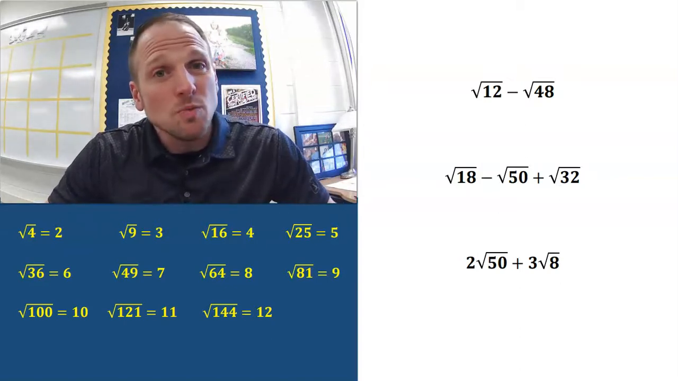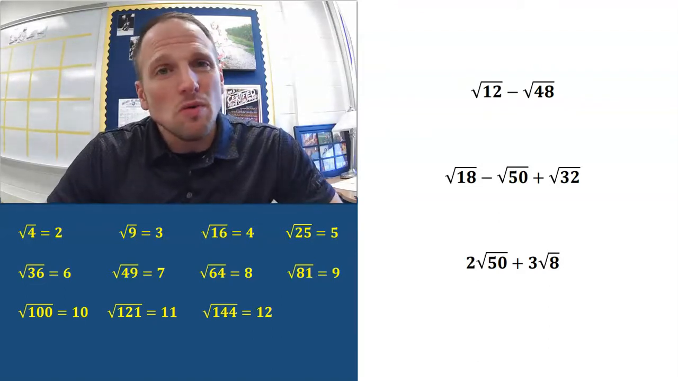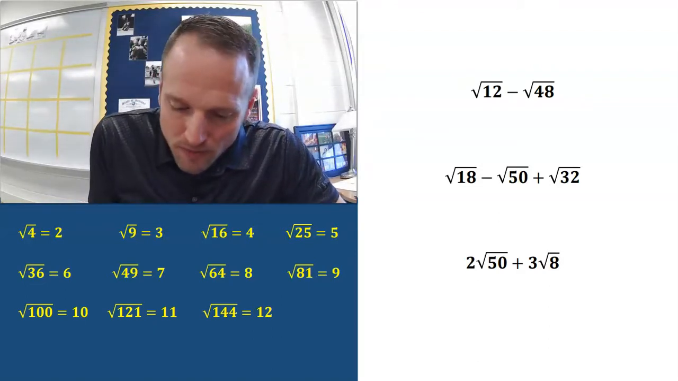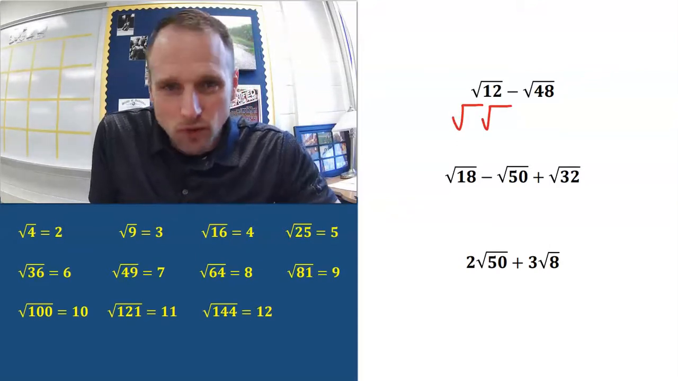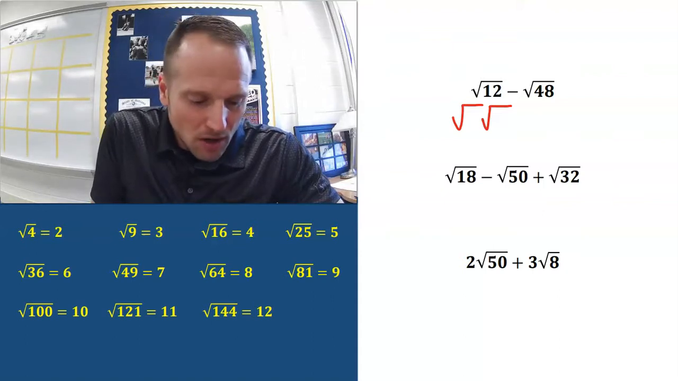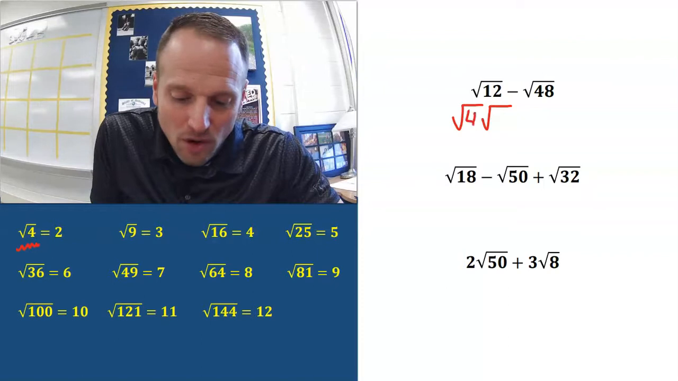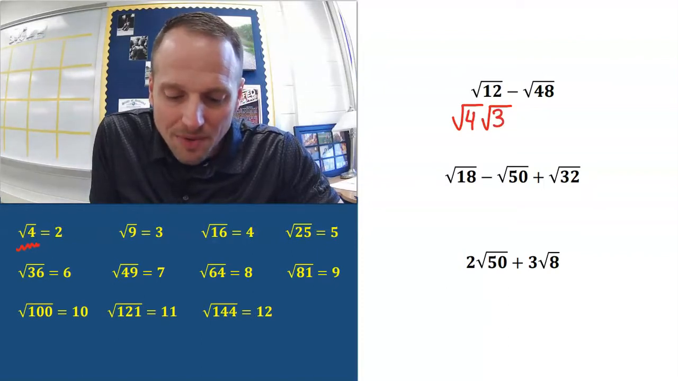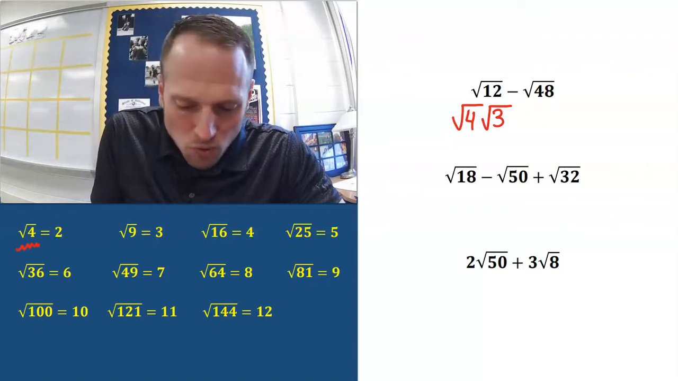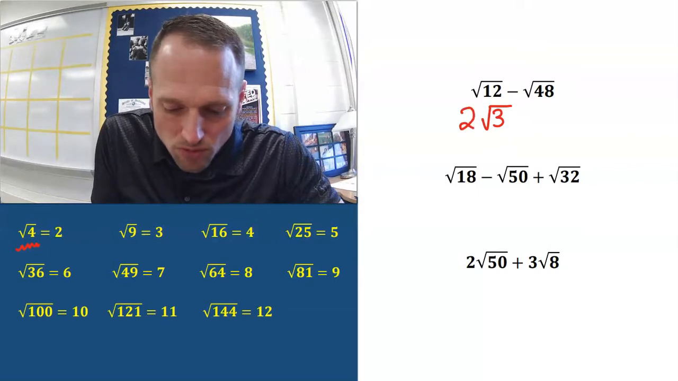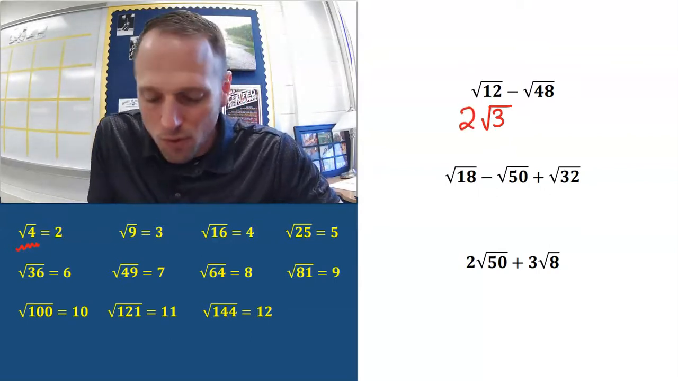Remember last lesson we worked on simplifying square roots? Let's simplify this root 12 and see what happens. If we find the factors of 12, and remember the first one has to be a perfect square. So looking down here, what can I divide 12 by? I can divide it by 4. So root 12 is the same thing as root 4 times root 3. And the square root of 4 is 2.